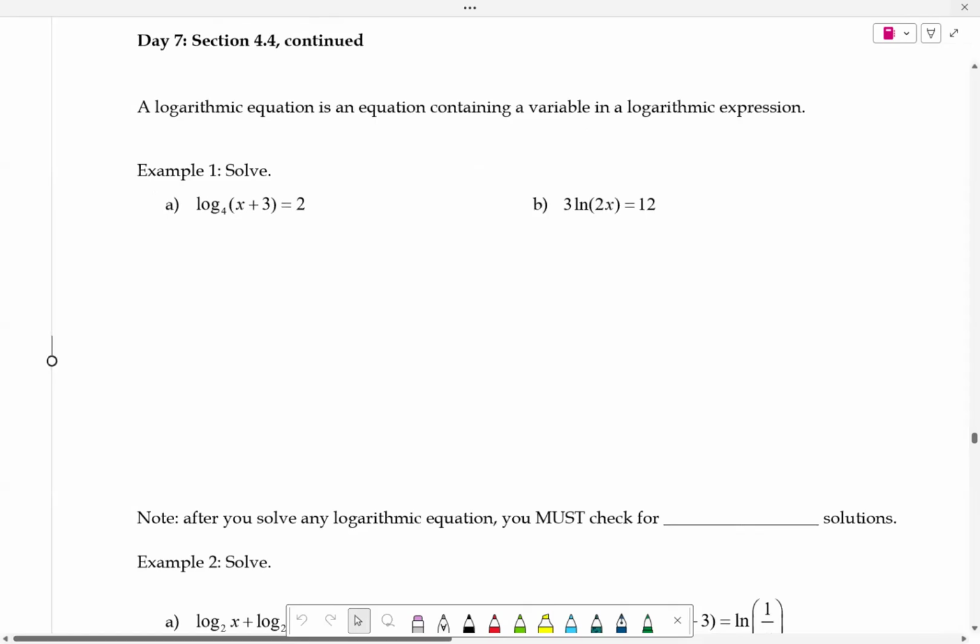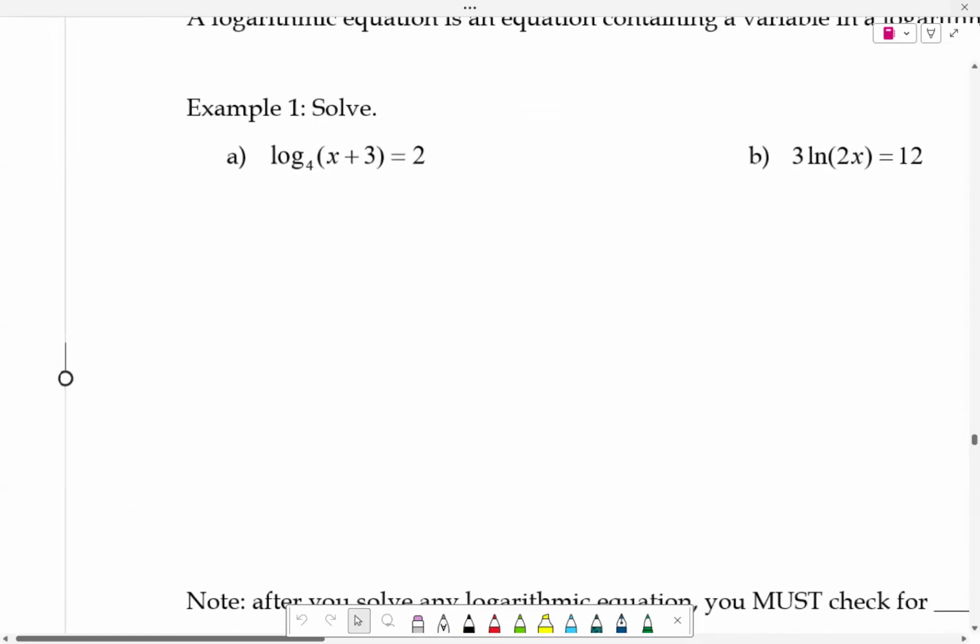Okay. I think you could probably already solve number one. I'm going to give you a moment to go ahead and solve that one. Today we're doing log equations and exponential equations.